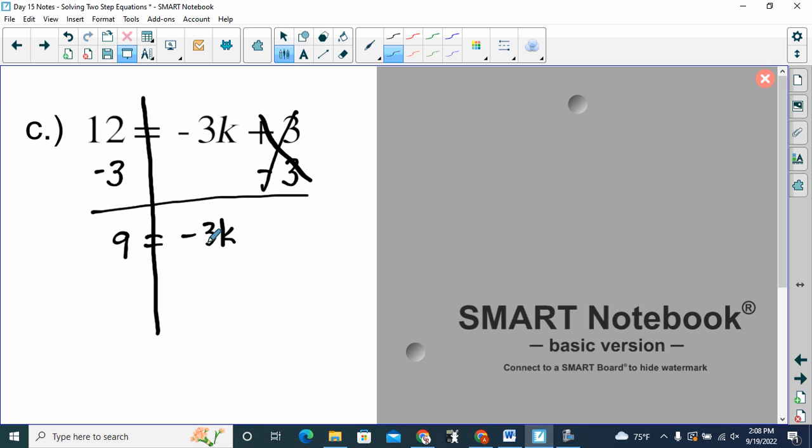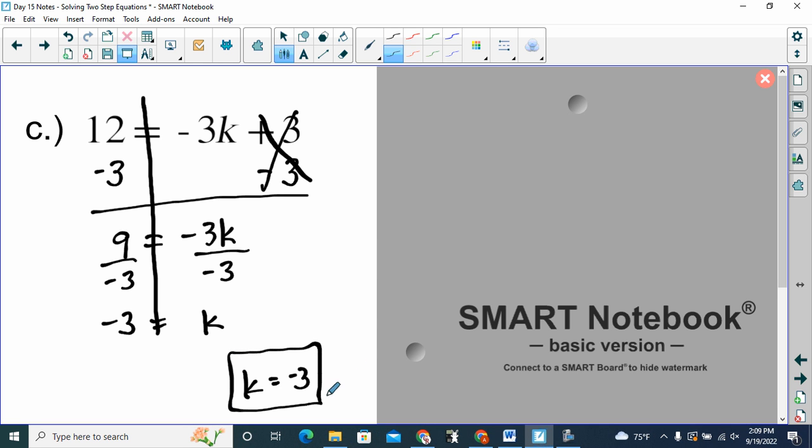Negative 3k means negative 3 times k. We undo multiplication with division. Positive divided by negative is negative. 9 divided by 3 is 3. K equals negative 3. And you can certainly leave it as negative 3 equals k. Those are the same thing.